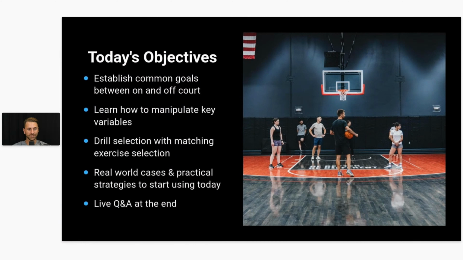That leads into our discussion around drill selection, matching exercise selection. So a lot of these variables that we're going to talk about are going to indicate what type of physical adaptation we're trying to chase. Speed, power, strength, endurance, how we manipulate certain variables are going to change the physical demands that we're asking our athletes to do.